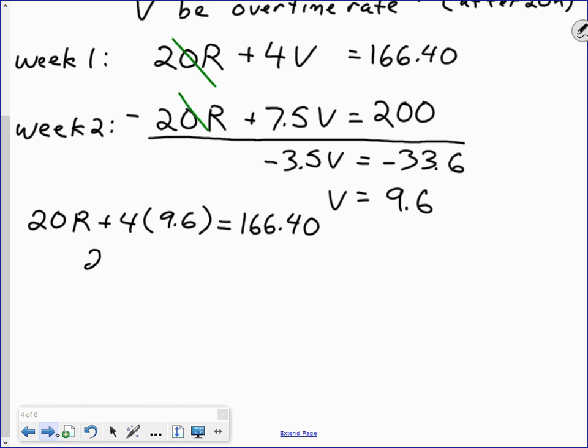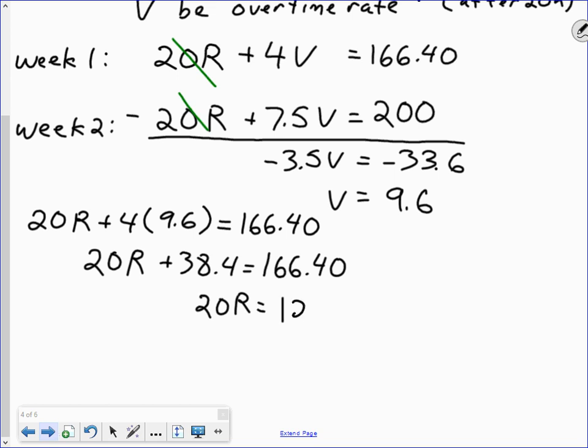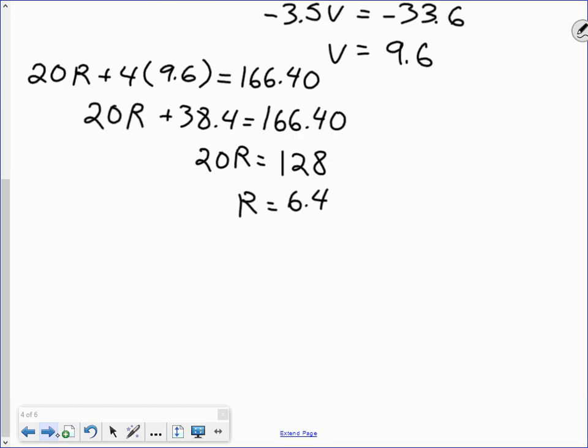Let's do the multiplication first. 4 times 9.6 is going to give me 38.4. Subtract that 38.4 from both sides. 20R is going to be 128. And then dividing through by 20, R is going to be 6.4. So that gives us our two rates. So therefore, $6.40, our value for R, per hour, is the regular rate.